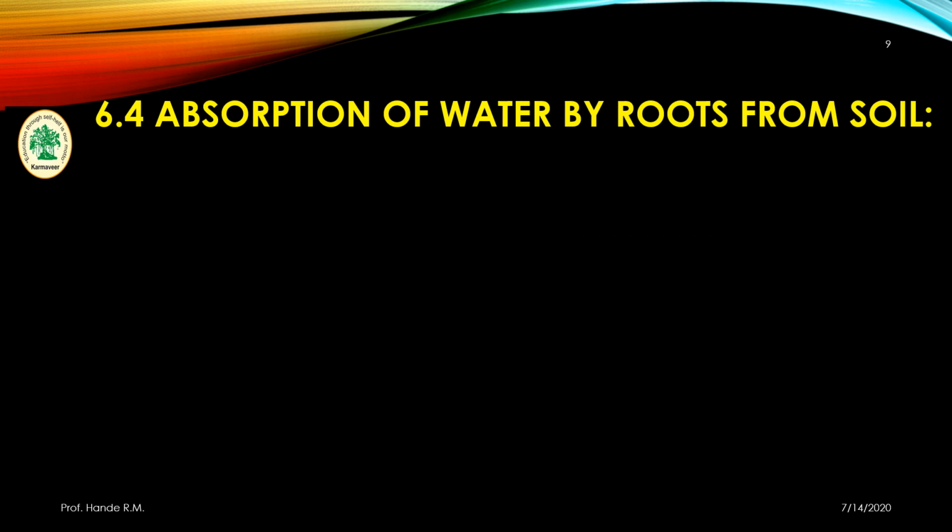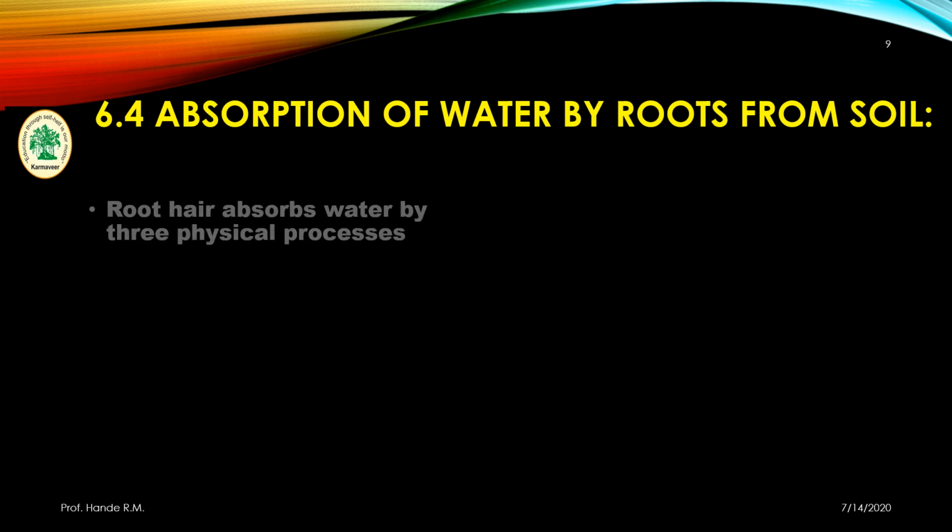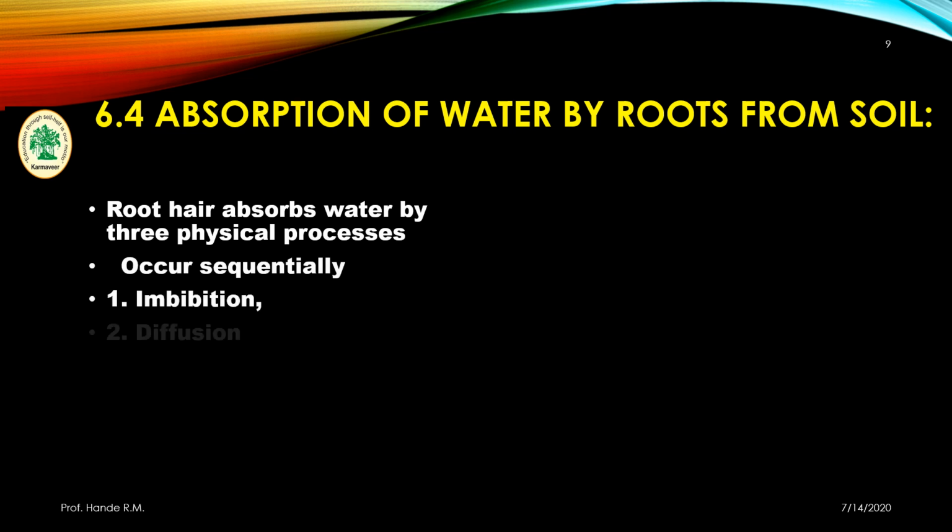Next topic is absorption of water by roots from the soil. As we know, root is the main organ of water and mineral absorption. Root absorbs most of the water that goes into the plant. Root has a maturation zone. In the maturation zone, there are root hairs present, which are the main organ of water and mineral absorption. Generally, root hairs absorb water by three physical processes which occur in sequence. First is imbibition, second is diffusion, and third is osmosis.